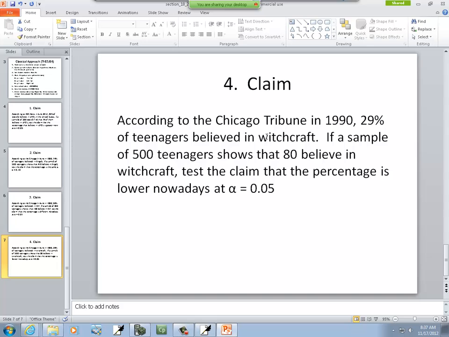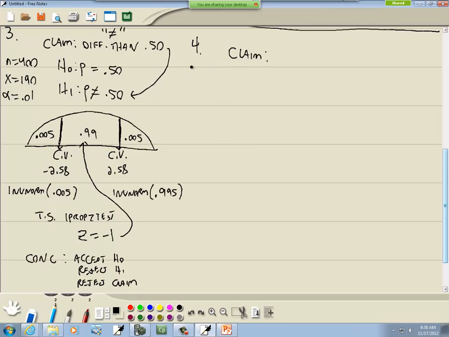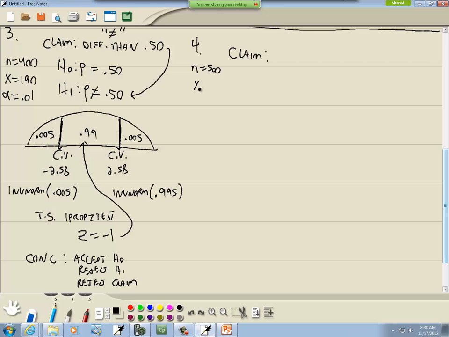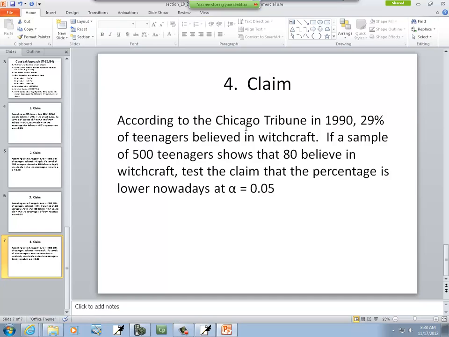Okay, according to the Chicago Tribune in 1990, 20% of teenagers believed in witchcraft. If a sample of 500 teenagers, so N is 500, showed 80 believe in witchcraft, so X is 80. Test the claim that the percentage is lower nowadays, that alpha is equal to 5%.